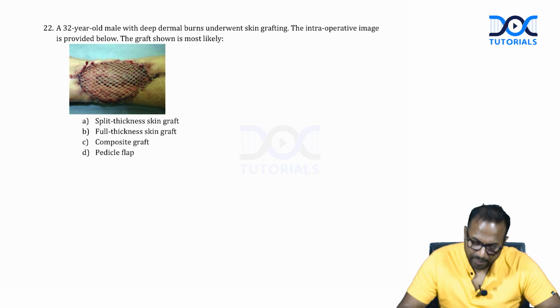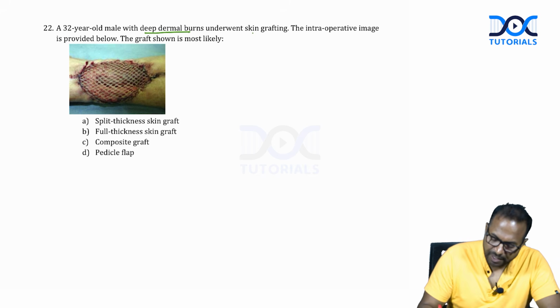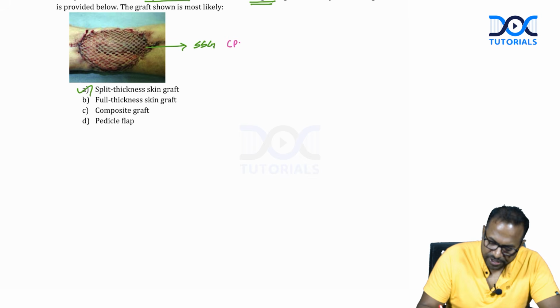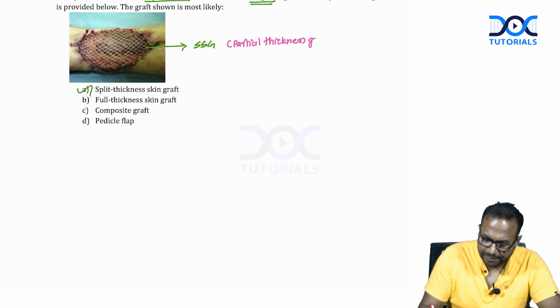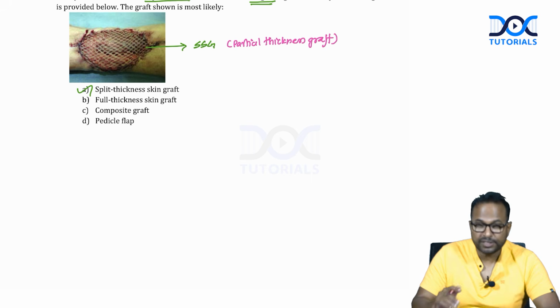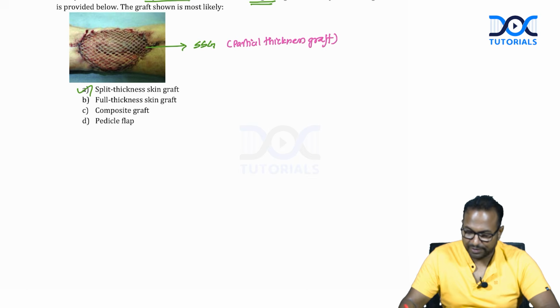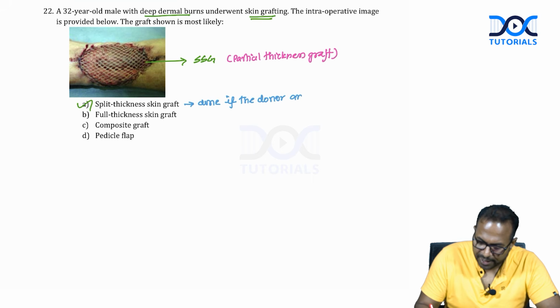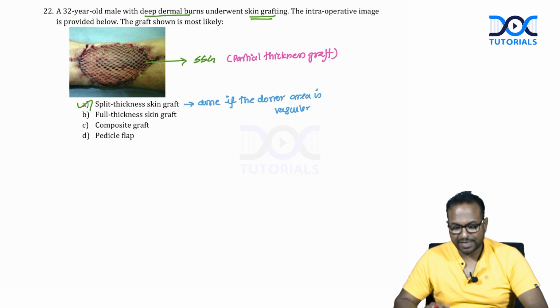So, a 32-year-old man develops deep dermal burns and underwent skin grafting. This is a straightforward question. There is split skin grafting, which is nothing but a partial thickness graft. This is a straightforward image-based question, already asked many times, a repeat question. Split skin graft is a partial thickness graft used for skin grafting. Split skin graft is done if the donor area has good vascularity. Donor area is vascular. Okay, don't forget split skin grafting.